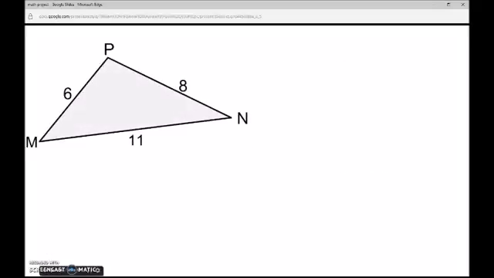Here we have another example. Our triangle PMN has sides of 6, 8, and 11, and as we only have sides, to solve the triangle we'll need to find all three of the missing angles.